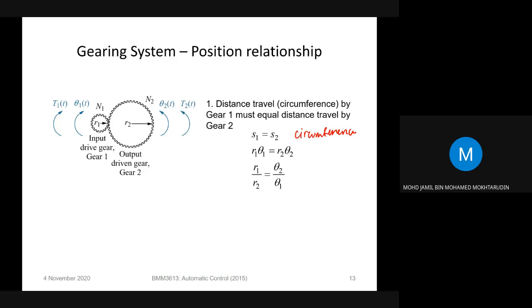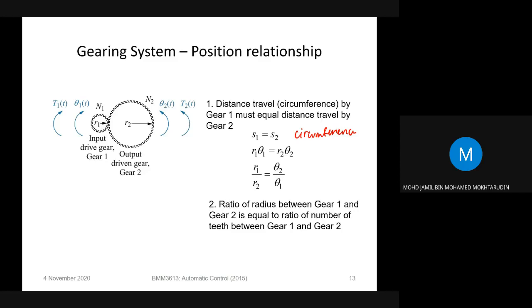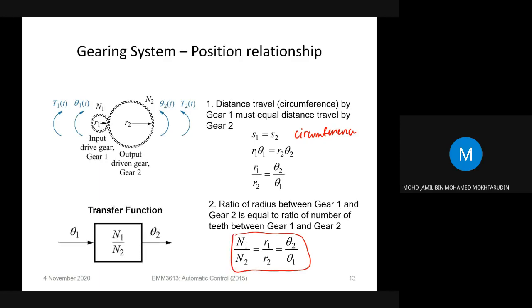And then you rearrange. The ratio of radius between gear 1 and gear 2 is equal to the ratio of the number of teeth. So R1 over R2 equals N1 over N2. So you get the first relationship here, which is the same as the previous one when you use conservation of energy. Okay, so this one you have to memorize. N1 over N2 equals theta 2 over theta 1.